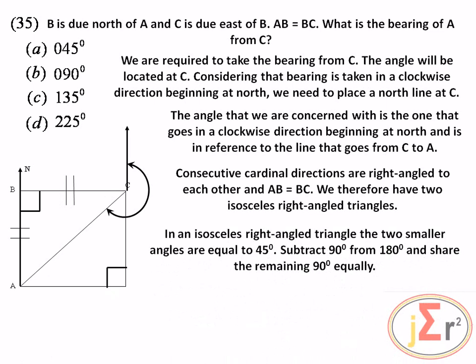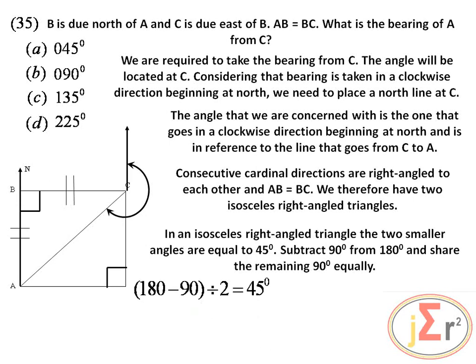In an isosceles right-angled triangle, the two smaller angles are equal to 45 degrees. So how do we know that they are 45 degrees? Because in the right-angled triangle, one angle is 90 degrees already. It is isosceles, that means these two angles are equal. So we will subtract 90 from 180, and that angle, which is of course another 90 degrees, will be shared equally among the other two angles.